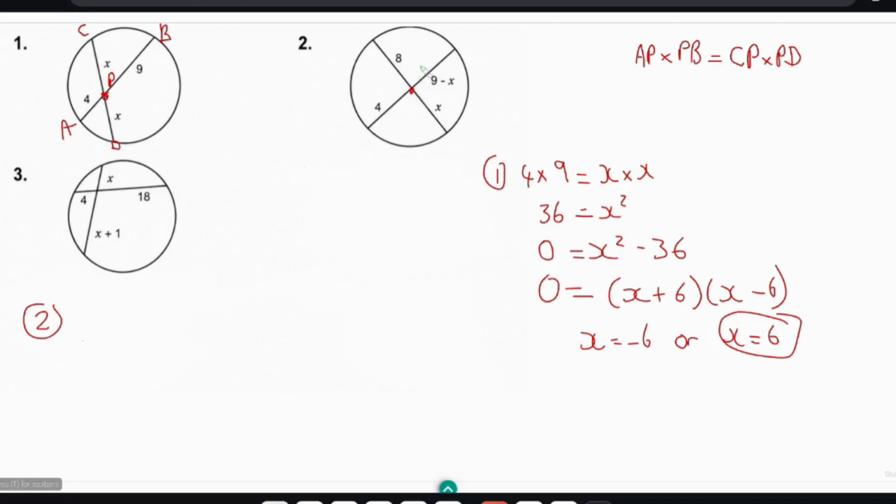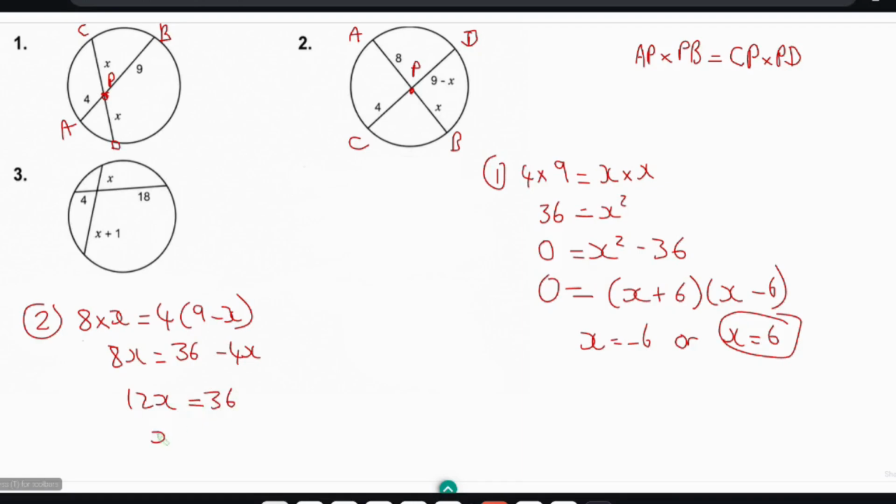Let's label up. 8 times x is equal to 4 times 9 minus x. We've got 8x is equal to 36 minus 4x. Let's add 4x to both sides. Divide both sides by 12. Gives us x is 3. And the last one here, well, actually you've got 3 more. Last one on this page.